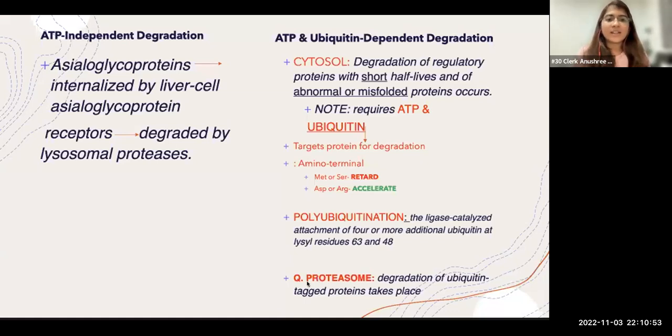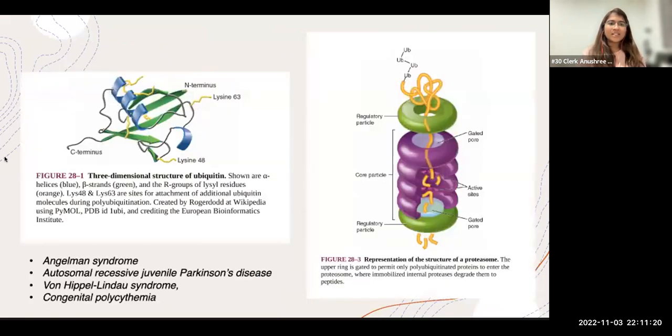In this, you could be asked, where does the degradation of ubiquitin-tagged proteins take place? Examples could be cytosol, proteasome, or mitochondria. So what would be the answer? Proteasome, okay? This one has the answer in it. The next slides don't, so better have Google or a book by your side, because you are the one telling me the answers. So moving forward, this is a three-dimensional structure of ubiquitin.